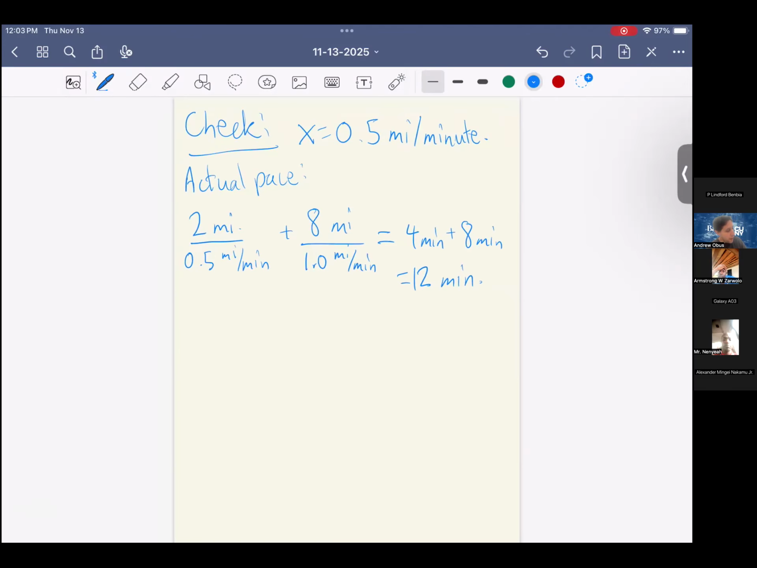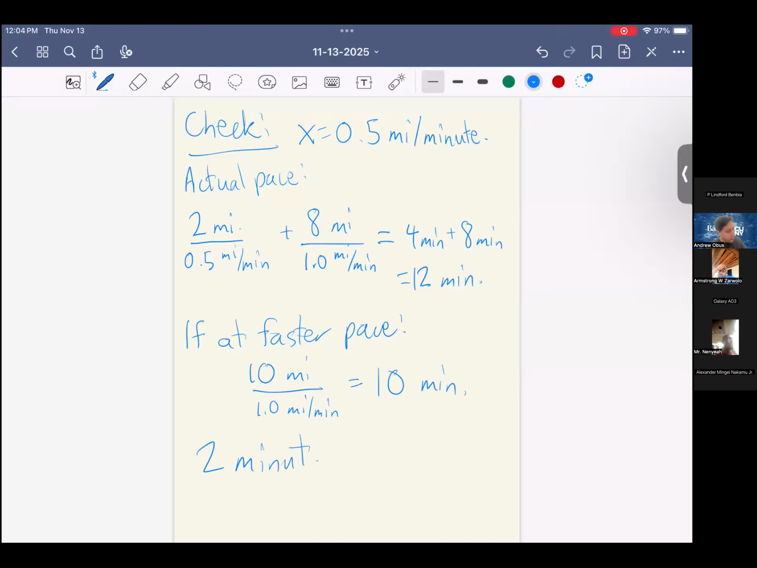And then if at the faster pace, we would just have 10 miles divided by 1.0 miles per minute, and that's exactly 10 minutes. And so that's good. That's 2 minutes faster, which is exactly what we want. So that's a check. Okay, so that works fine.